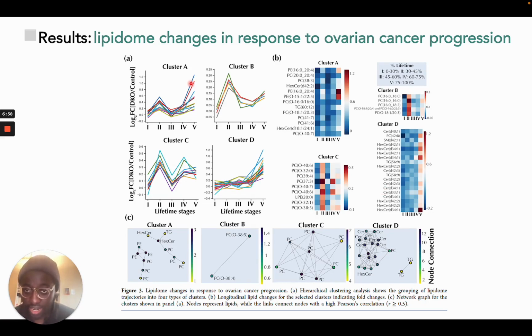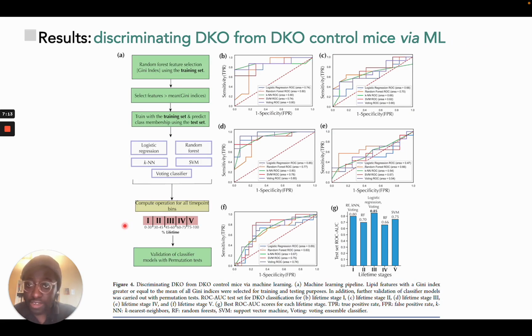Again, the y-axis here is the comparison between the DKO and the control, and panel C shows a network graph of the lipids present in each of those 4 clusters. We did machine learning to discriminate between the DKO and the DKO control mice. So we have random forests.